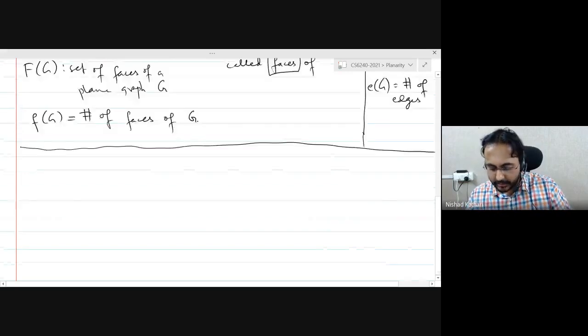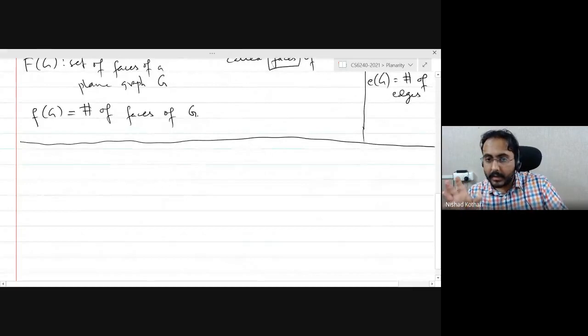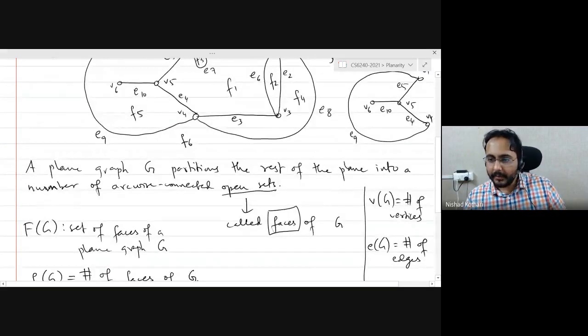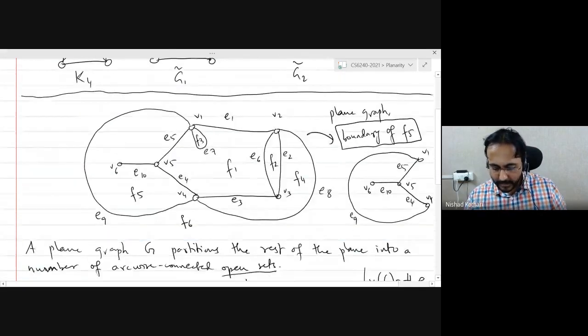So in general, it is true: different embeddings will give you different faces. Certain things will remain invariant. That is one of the things that Euler's formula is going to tell us. But the boundaries of the faces, for example, could be different. I can't think of a good example right now, but it's actually not difficult to construct one. I'm just going to do it a bit later. The faces are totally dependent on the specific embedding you choose, and we will see examples of that in a bit.